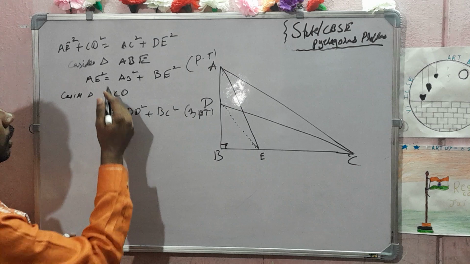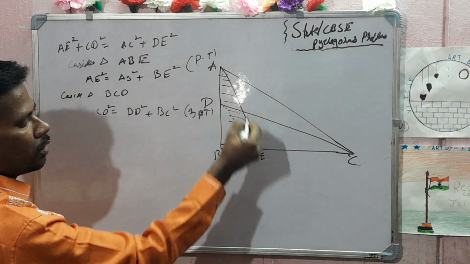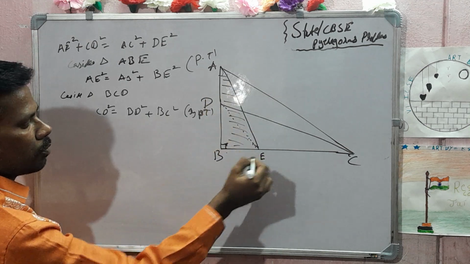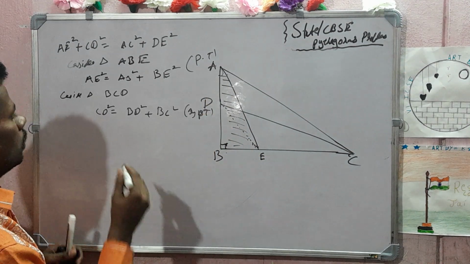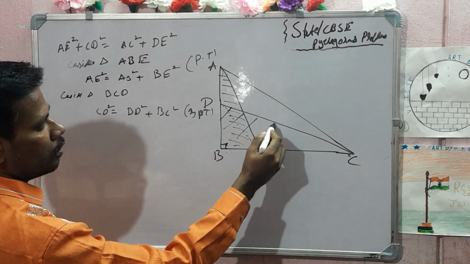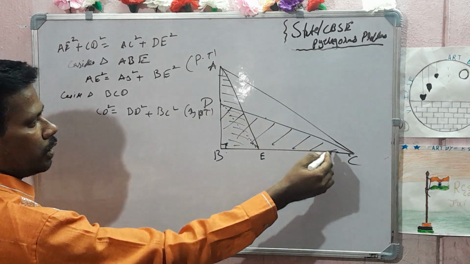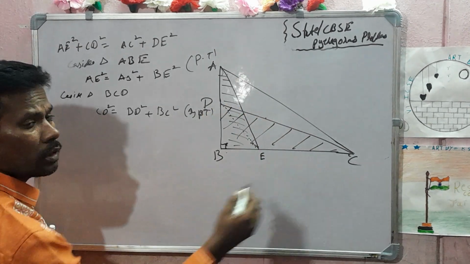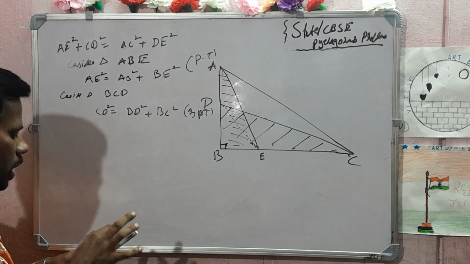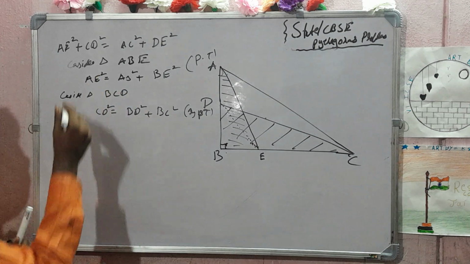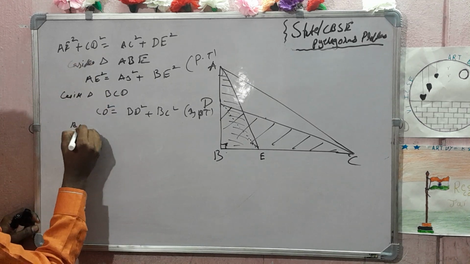So once again, AE square. If you consider this triangle, this becomes the hypotenuse. AE square is equal to AB square plus BE square. Now if you consider this triangle BCD, this becomes the hypotenuse. So DC square is equal to BD square plus BC square. That is what I have written. Now add these two because he is asking to prove AE square plus CD square. Adding 1 and 2.